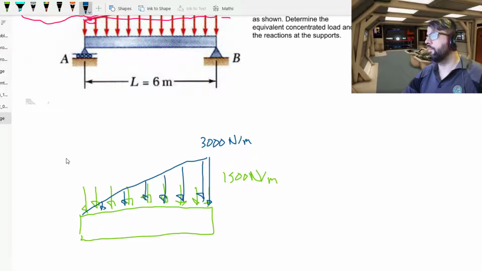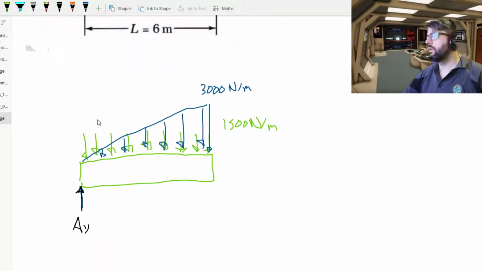And we'll have our supports as well. So we've got a roller connection here at A and a pin connection at B. So we know that we got some sort of Y reaction at A. We know at B we're going to have a Y reaction, and we're going to have an X reaction, I suppose.